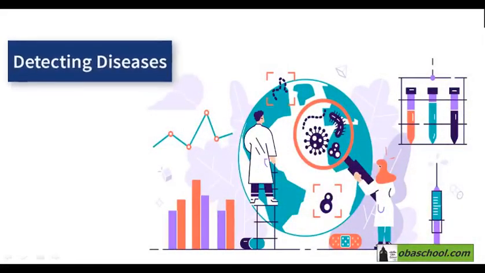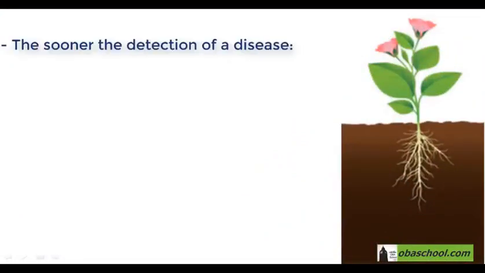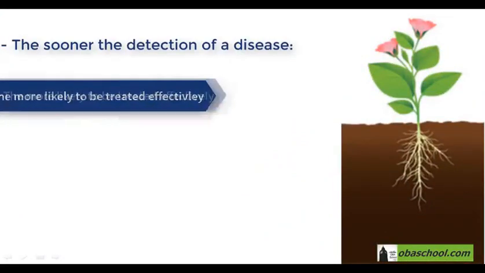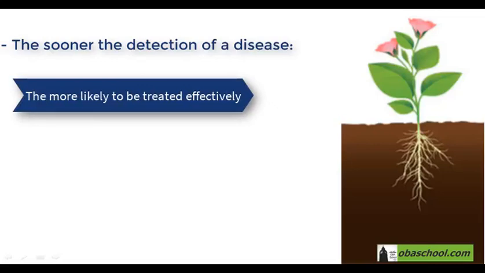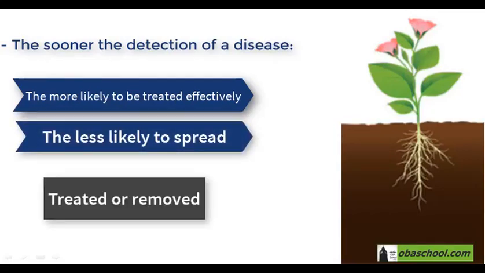Detecting disease. In plants, as in people, the sooner a disease can be detected, the more likely it is that it can be treated effectively. Fast detection also helps reduce the spread of disease between plants because diseased plants can be treated or removed.